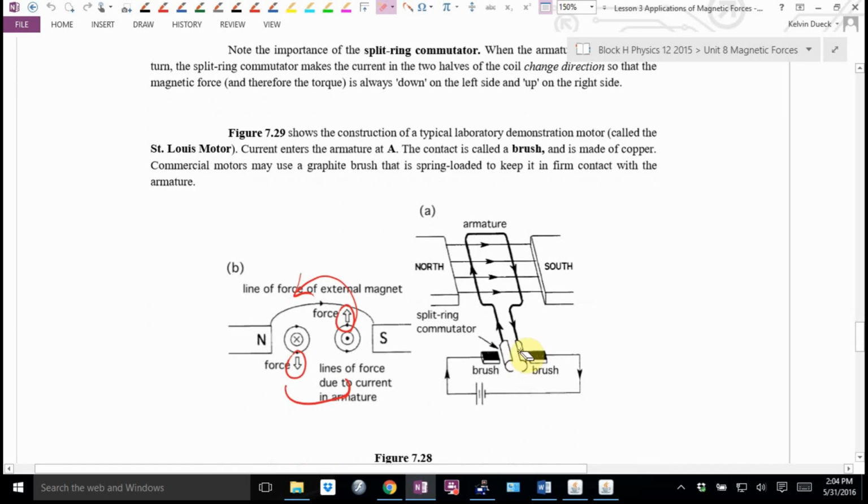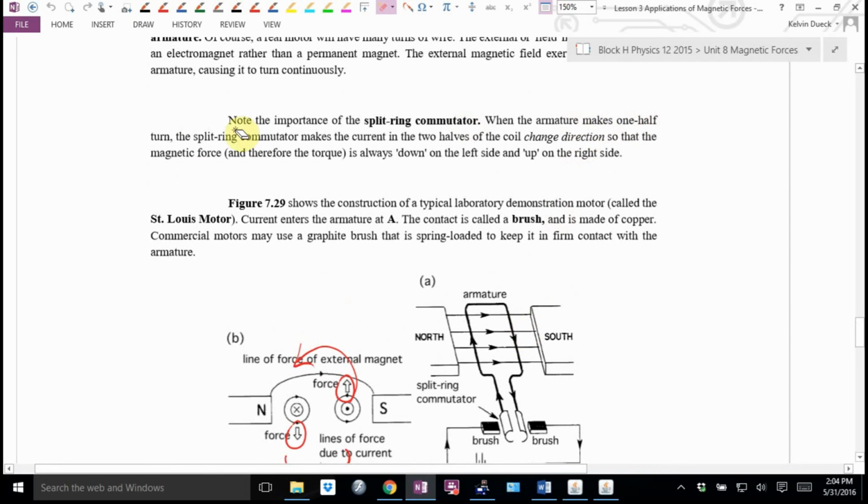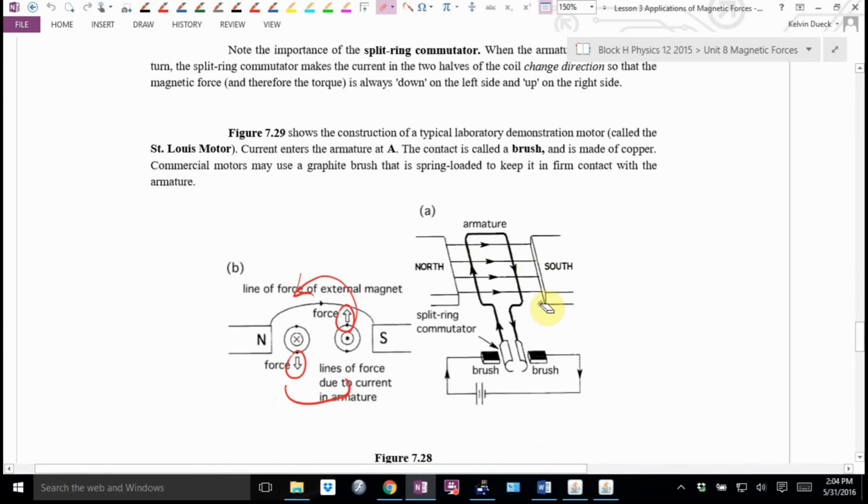Note the split ring commutator. That's this thing right here. So when the armature makes a half turn, the split ring commutator makes the current in two halves of the coil change direction, so the magnetic force and the torque is always down on the left and up on the right. Or if you flip the current, down on the right and up on the left. Okay? This is actually nicknamed a St. Louis motor, but this type of motor was invented by Michael Faraday.